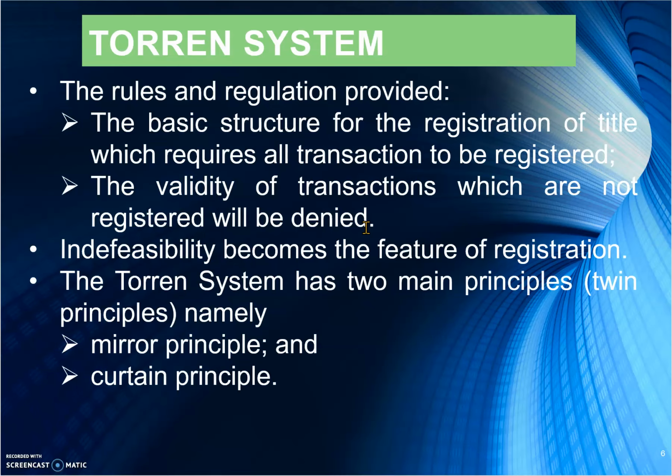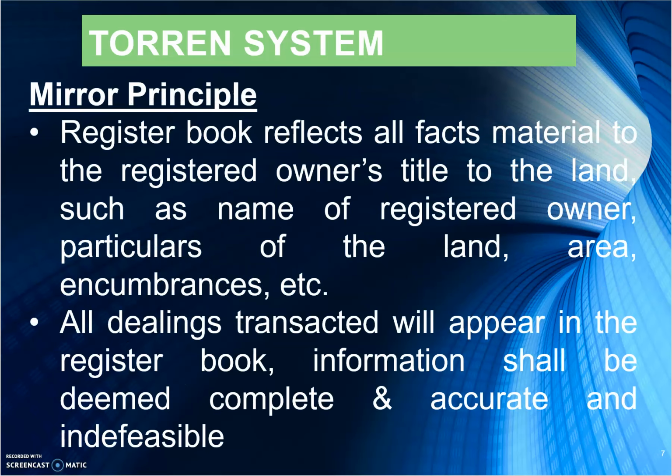Now, the Torrens system has two main principles. We call it the twin principle, namely the Mirror Principle and the Curtain Principle. So what is the Mirror Principle? The register book reflects all facts material to the registered owner's title, such as name, particulars of land, size of land, encumbrances. All dealings transacted will appear in the register book. Information shall be deemed complete, accurate, and indefeasible. So whatever you do will be reflected in the register book.